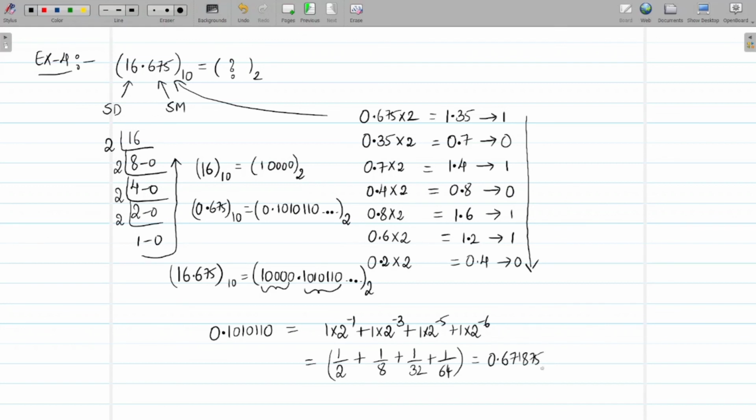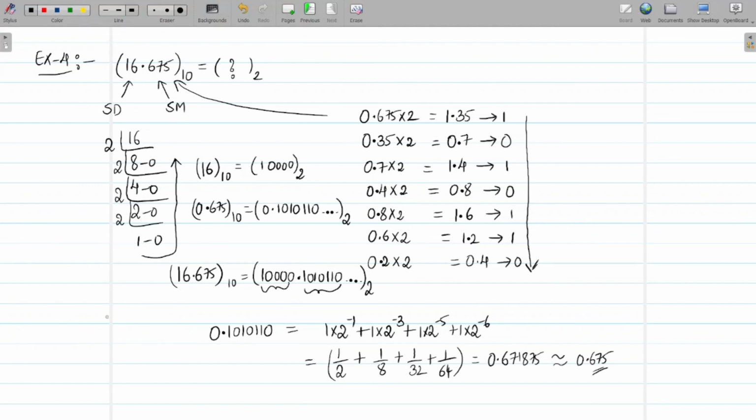So it is nearer to 0.675. Okay, because when you do further, as these four digits are getting repeated, you can add still some number to this number. You will get some more nearer to 0.675. But I am stopping here because I just need this much amount of accuracy, right?